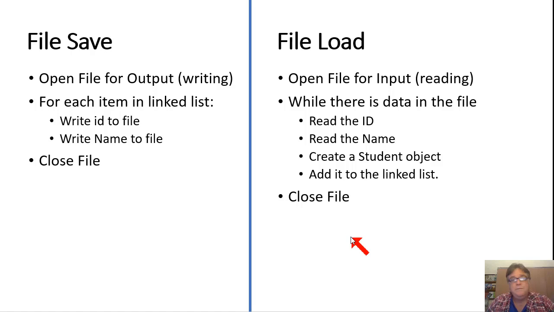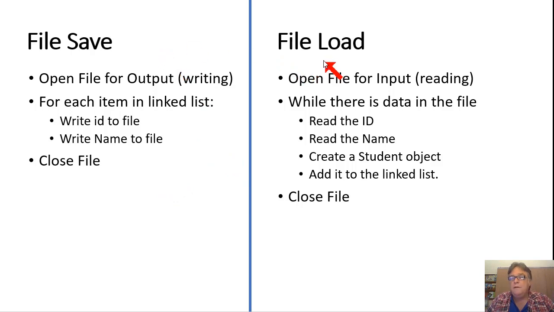So the pseudocode, pretty simple. When you want to save data to a file, you open a file for output, which means you're going to write data to the file. And for each item in the array or the array list or the linked list or the queue or the stack or whatever data structure you're dealing with, you loop through each item in the list, and you write the ID to the file, you write the name to the file. If there's more data like address and phone number, you'd write all that data to file. And do that for each item in the queue or the linked list or the array or whatever it is, and then you close the file. Pretty simple process. One open statement, a bunch of write statements, and one close statement. That's what it comes down to. So that's saving a file.